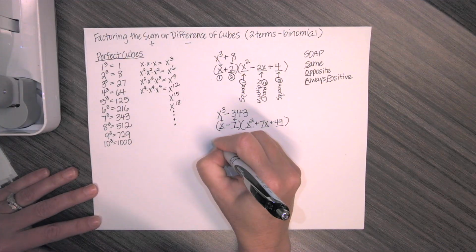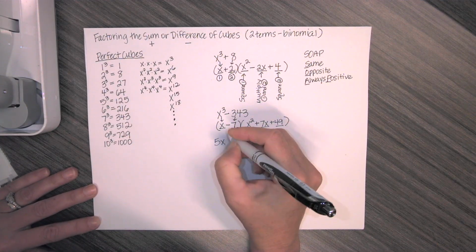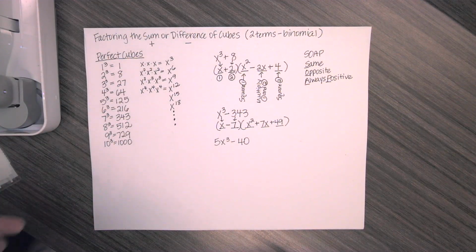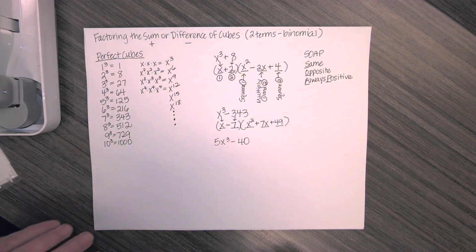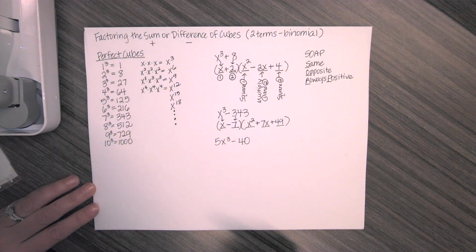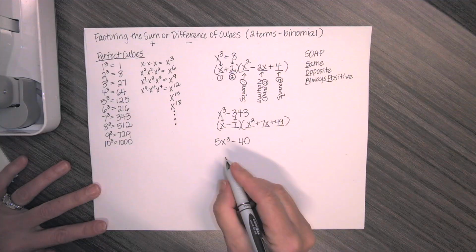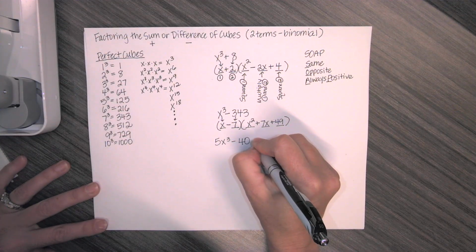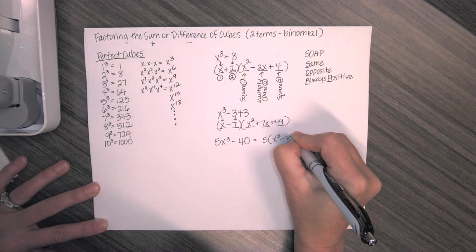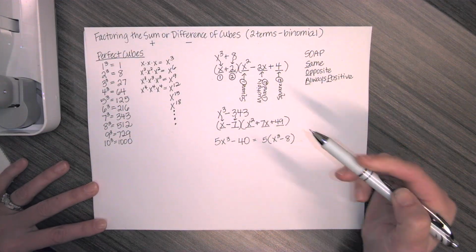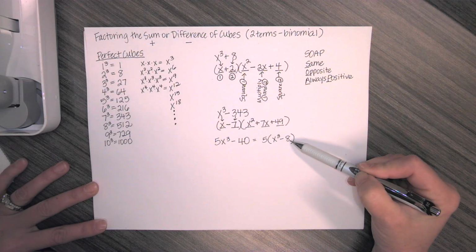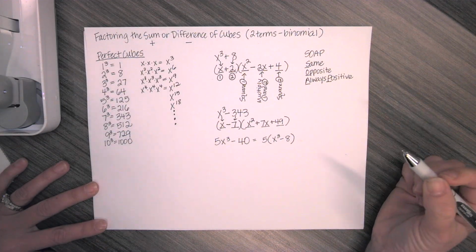All right, let's see. We have 5x cubed minus 40. I don't want you to forget that on any factoring problem, the first thing you should look for is a greatest common factor. And this does, in fact, have a greatest common factor of 5. So I'm going to go ahead and factor out a 5, which will leave me with x cubed minus 8. Once I've factored out that 5, now I have the difference of cubes. This is a perfect cube, 8 is a perfect cube, it's subtraction.